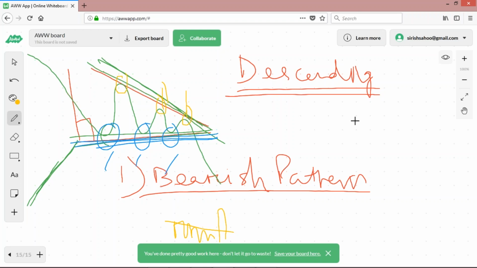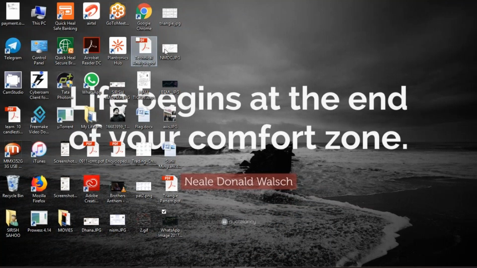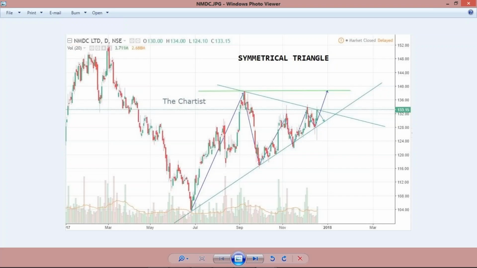So the task is to look into these patterns and please post on the WhatsApp group. We will discuss. We have already discussed the symmetrical triangle. I haven't posted this NMDC chart anywhere. I was just looking, and I have taken a trade using this pattern for myself, for my own trade. I'm keeping this for a longer time frame just because there was a previous downtrend, so I'm looking into a reversal pattern as this. I'm looking into a reversal.